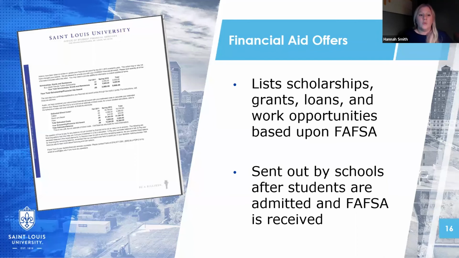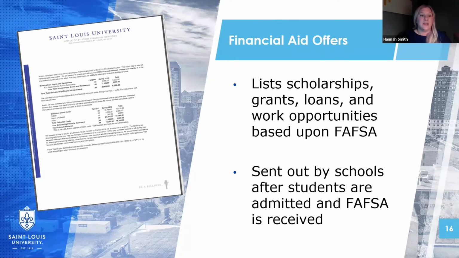So once you're admitted to institutions and you have your FAFSA filed or you've received a scholarship from them, they're going to put together a financial aid offer that would essentially list all of your different types of financial aid in the form of scholarships, grants, loans, work opportunities. These are typically based on the FAFSA. So a lot of schools will still send out financial aid offers to students who haven't filed the FAFSA or haven't shared the FAFSA with the school.